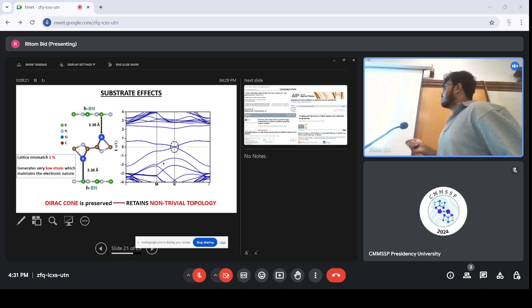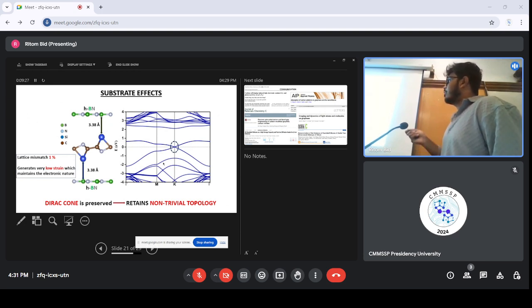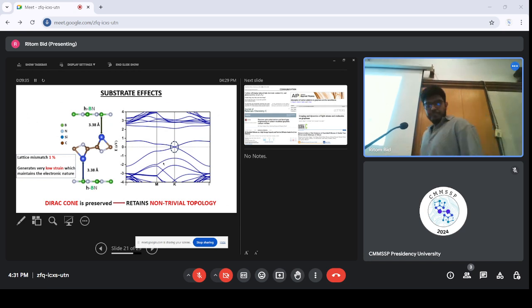And we have also checked the substrate effects, because those were freestanding case calculations. We have also stacked our structure between 2 hexagonal boron nitride monolayers, which are insulators. And we have shown that the Dirac cone is preserved, so it retains a non-trivial topology. So the substrate effects are good.